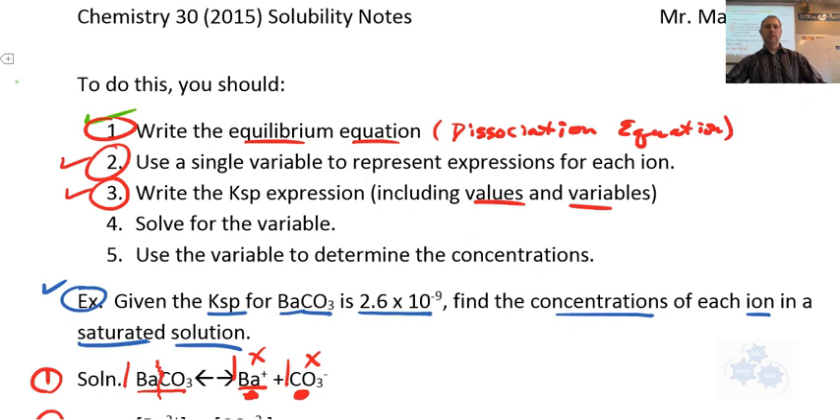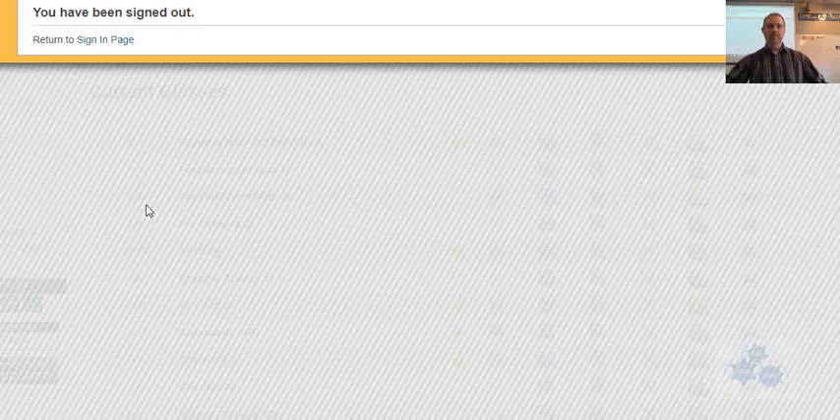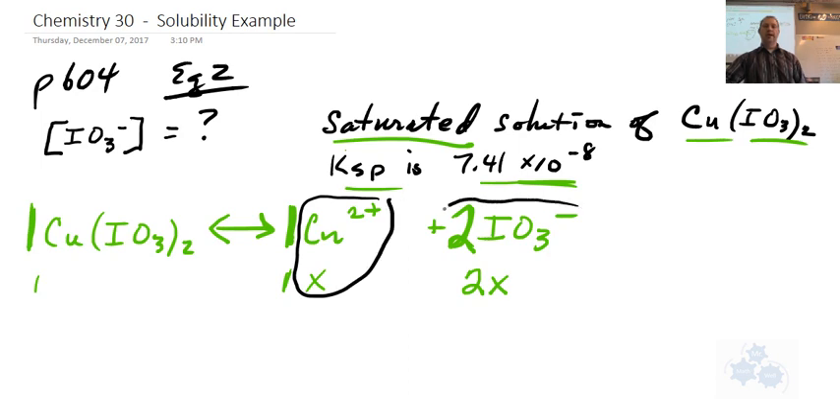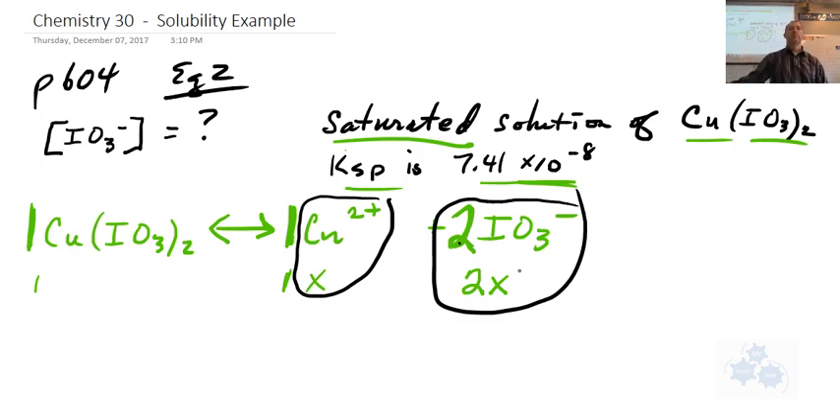Good with that? Step number 2, let's use a variable to represent expressions for each ion. So, this is the kind of tricky part for this type of question. For every 1 mole of Cu(IO3)2, we get 1 part, or 1 mole, of Cu2+, right? But we get double the amount, or 2 times the amount, of iodate ion. You see that? So the expression for Cu2+ is 1x, and for iodate is 2x because of this 2 here. You good with that?